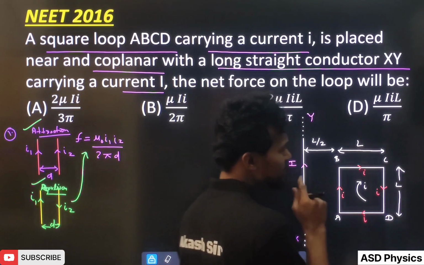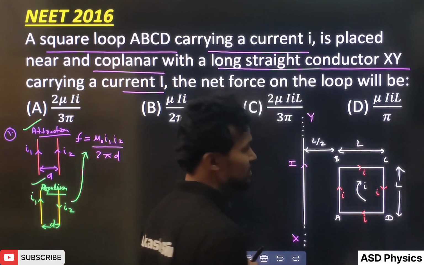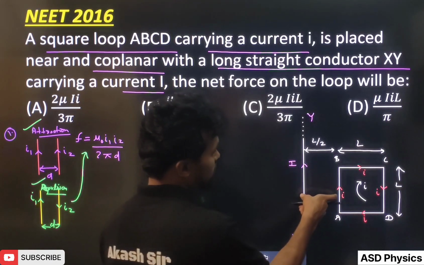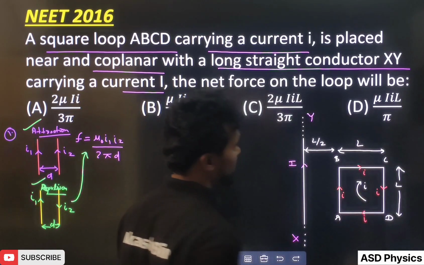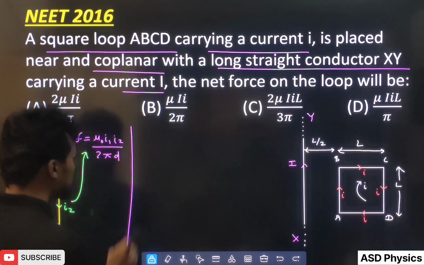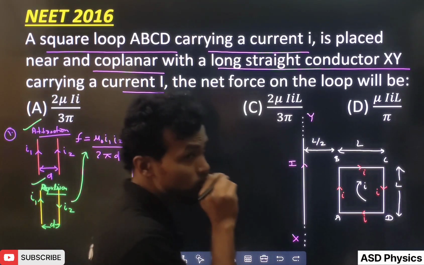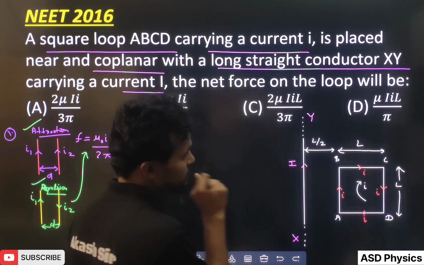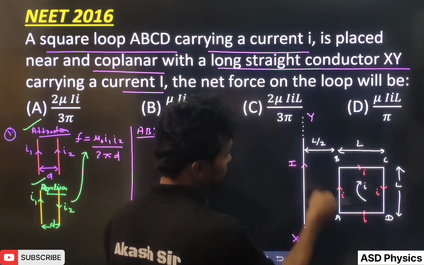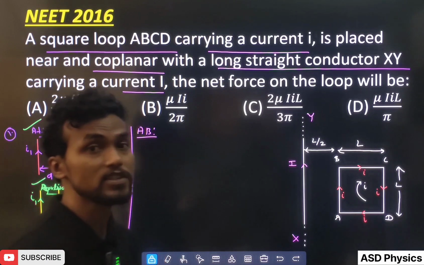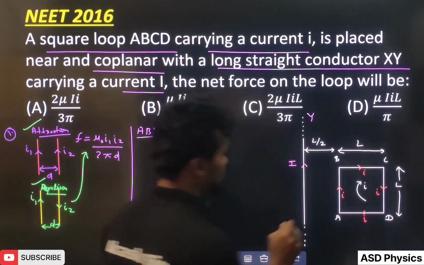First let's see sections AB and CD, because you can see that this conductor and this conductor are parallel. So if I talk about section AB, can you guess whether the current direction is the same or opposite? Here upward, here also upward. That means attraction or repulsion? Attraction will be there here.